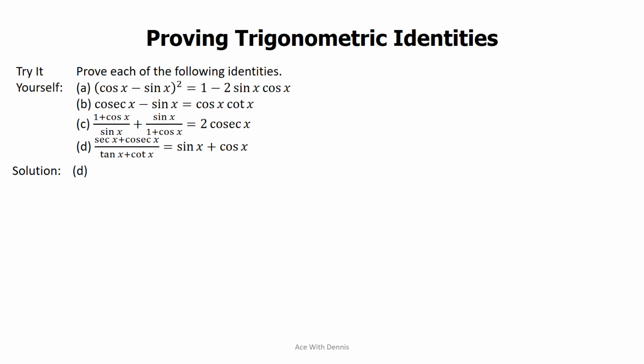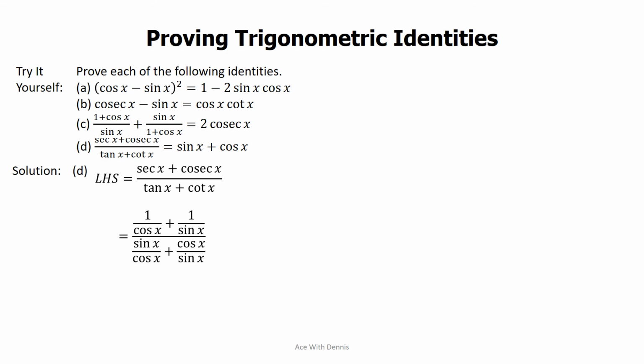Here is the solution for D. We start from the left hand side, (secant x plus cosecant x) over (tangent x plus cotangent x). We can change all the trigonometric functions into the basic ones, where secant x is 1 over cosine x, cosecant x is 1 over sine x, tangent x is sine x over cosine x, cotangent x is cosine x over sine x. Then we combine two fractions into one. So (sine x plus cosine x) over cosine x sine x over (sine square x plus cosine square x) over cosine x sine x.